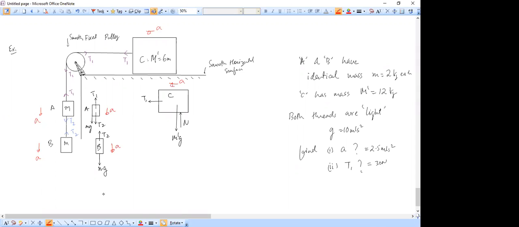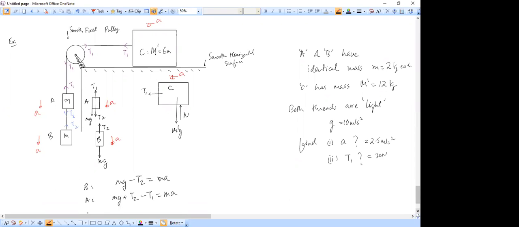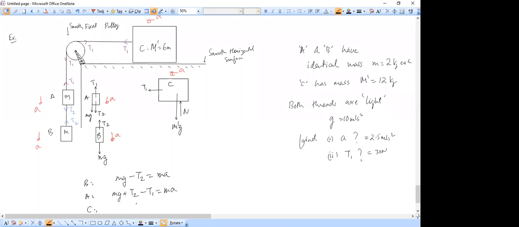So now write the equations for all the blocks. For block B, my equation will become net force is mg minus tension T2, so that is equal to ma. For block A, the equation will become weight plus this tension downwards minus that tension upwards. That's the net force, so that's mass into acceleration. And for block C, we have just the horizontal tension providing the acceleration. And vertically, of course, forces are balancing. m prime g is balanced by normal reaction. So need not worry about this. So these are my 3 important equations.